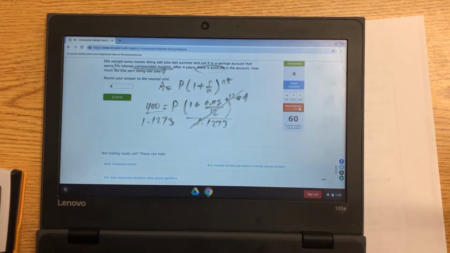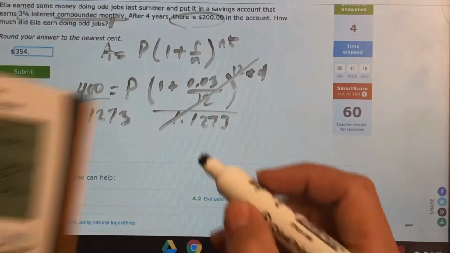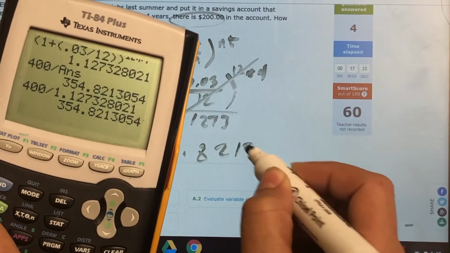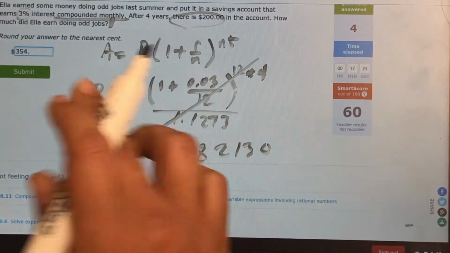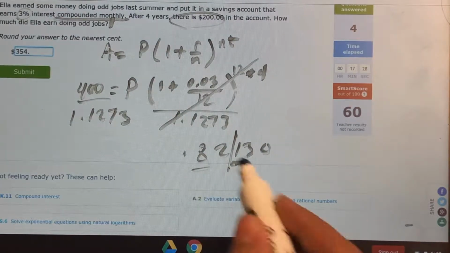All right, so that's going to be 354 is my whole number, and then my decimal is 0.82130, and so on. Two numbers to the nearest cent. Two numbers after the decimal. What does this one do? Nothing, so it stays as 82.